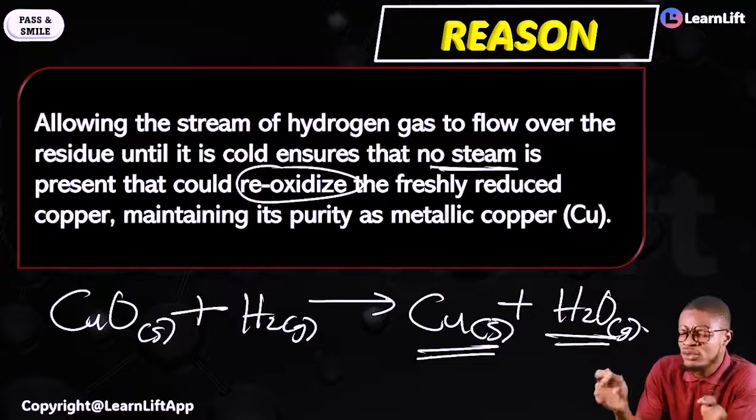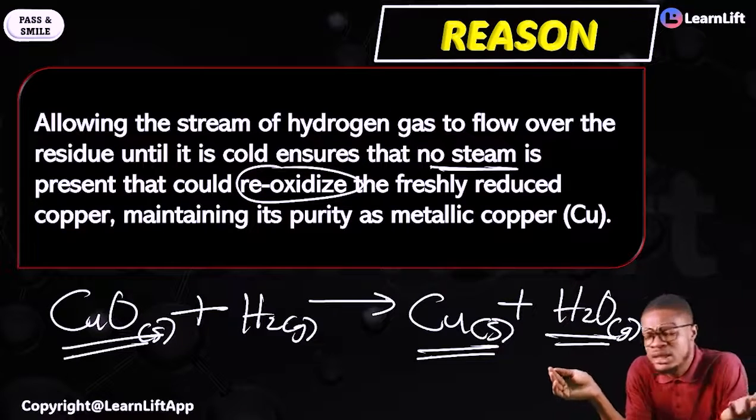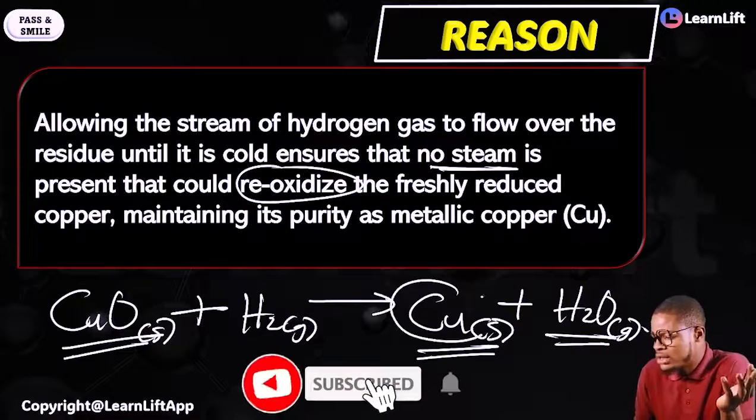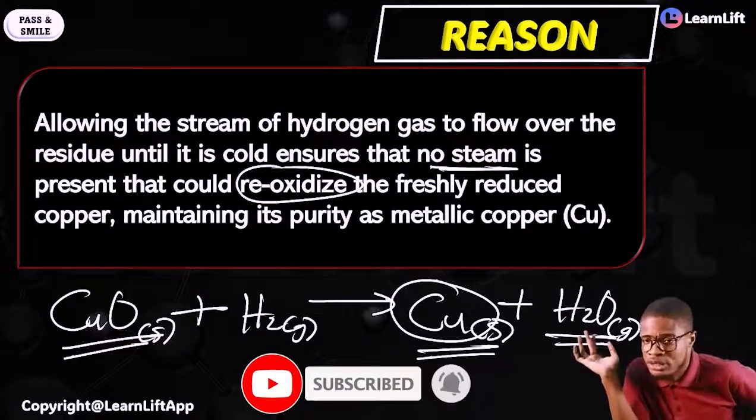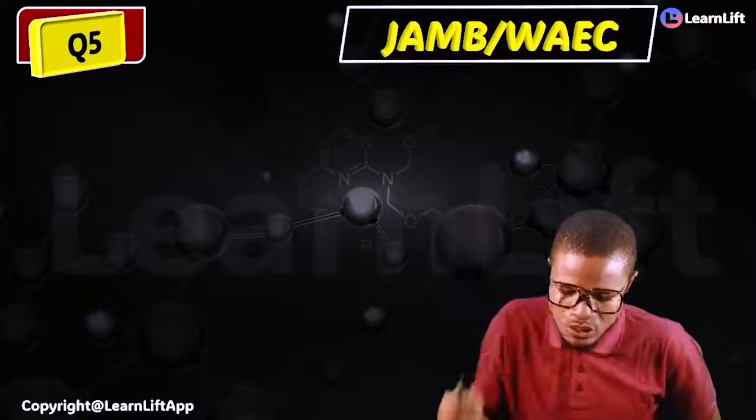And when they reoxidize, what happens? Of course, before you know, you are going to obtain your what? Your copper(II) oxide back, and then it's going to affect the purity of the what? Of the copper that you are trying to what? Obtain at the end of the day. So that's just the main reason. Look at another question very fast. A JAMB WAEC question. JAMB has asked it, WAEC has asked it.